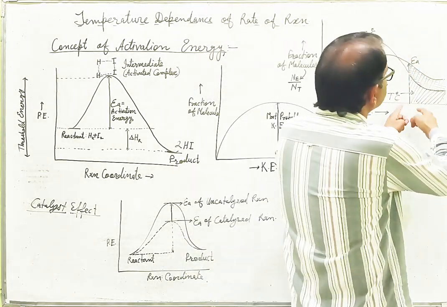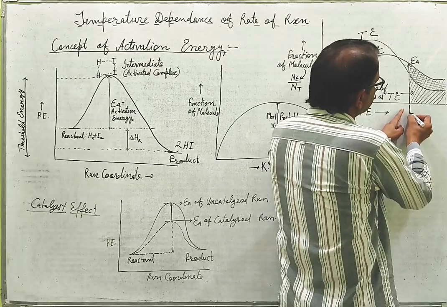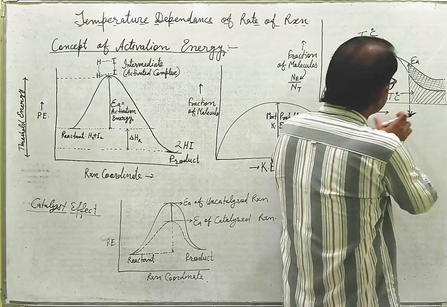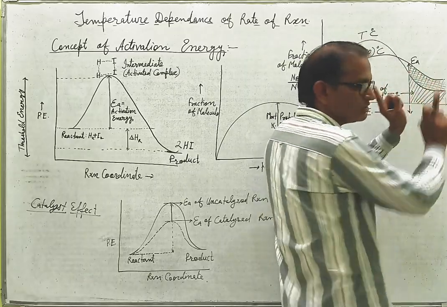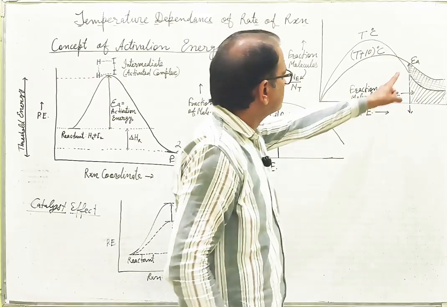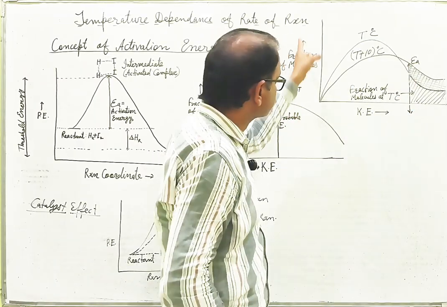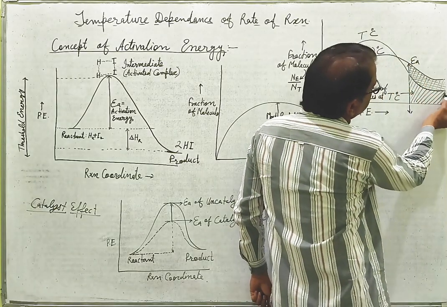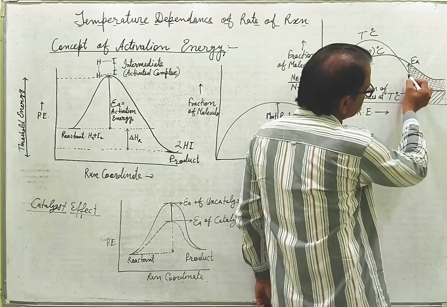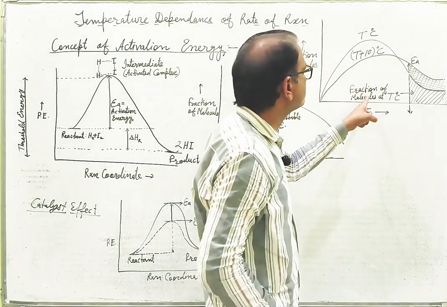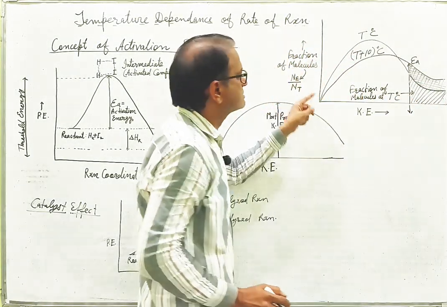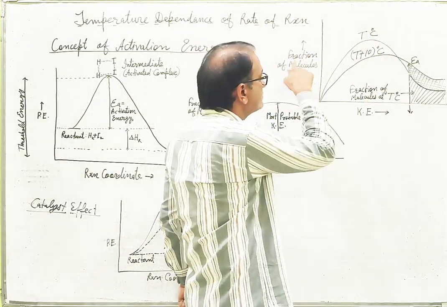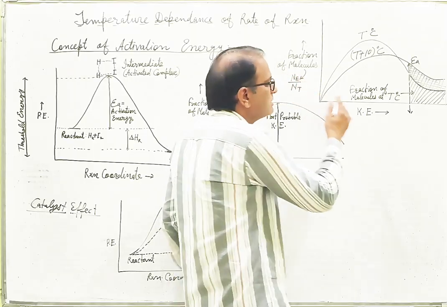Suppose this is the activation energy. It means if the molecules are getting this much kinetic energy, then only they will convert into product. Am I right? This is fraction of molecules. So at T degrees Celsius, this is the graph, and this is the fraction which is converting into product. Don't get confused, this axis is fraction of molecules, not the kinetic energy. Energy is this one.